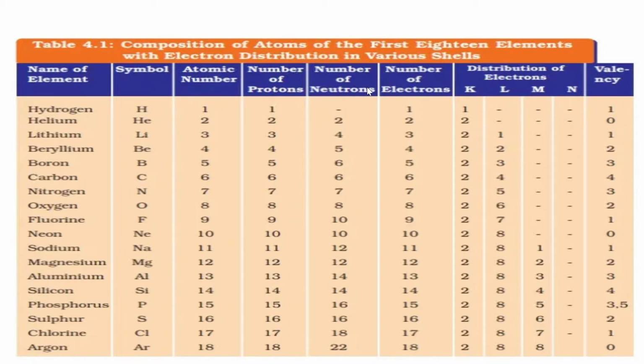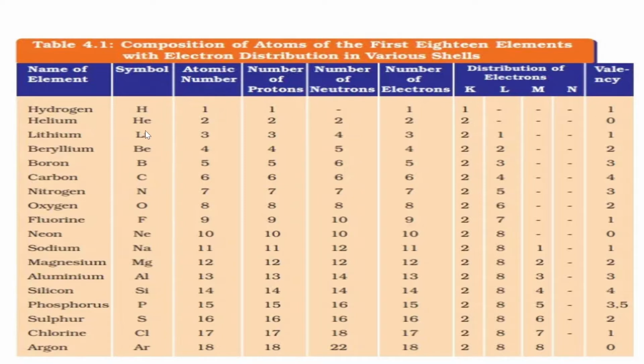Okay, children. And how the electrons are distributed: there is only one electron, so it is occupying the K shell. And since the valency is the number of electrons in the outermost shell, you have the valency of hydrogen as 1.